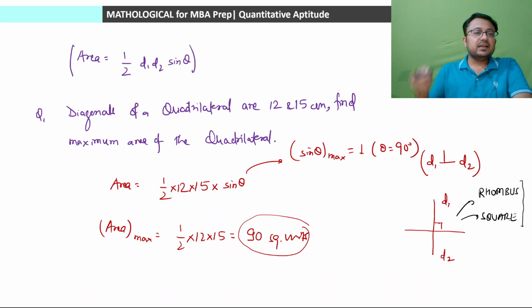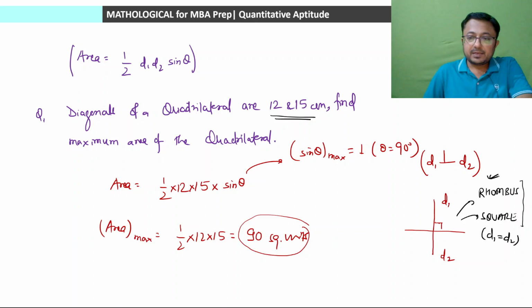In a square, side lengths are equal, also diagonals are equal. So in case of a square, D1 is equal to D2. But in this question, since diagonals का length is different, so when the angle between them is 90 degrees, that will be a rhombus. क्या ये part clear है? The maximum area of the quadrilateral will be when the quadrilateral will be a rhombus.